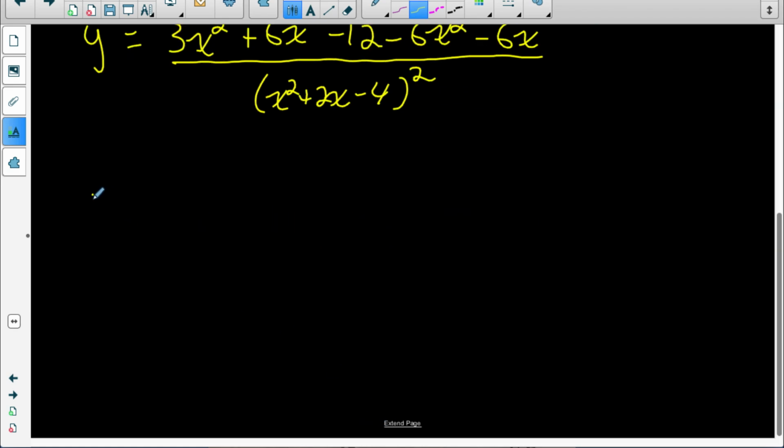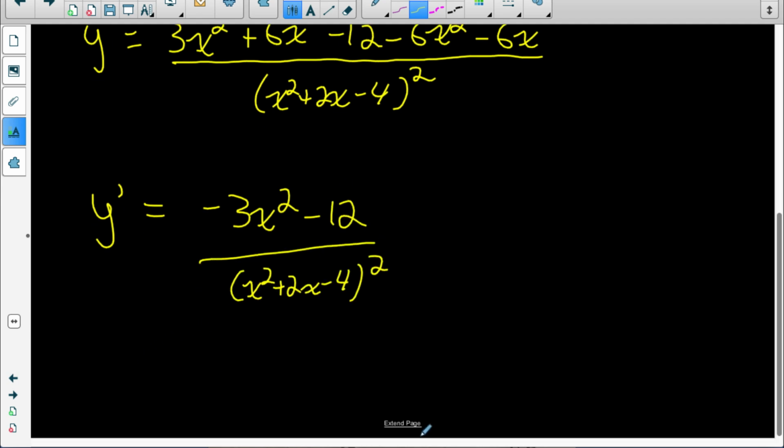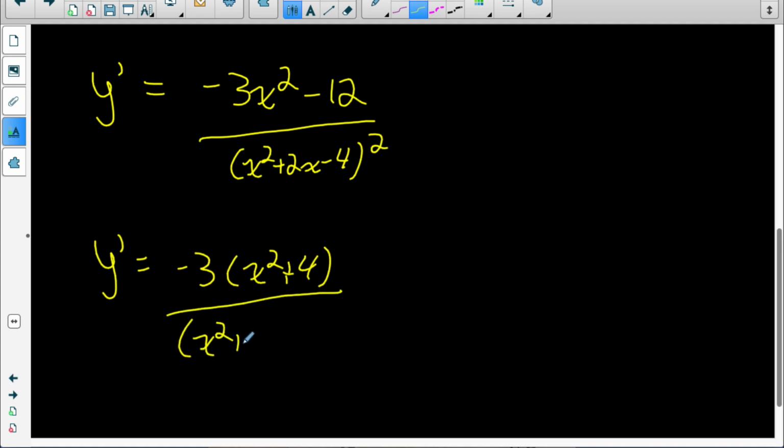And collect my like terms in the numerator. And I would have negative 3x squared, the 6x's cancel, and then minus 12. And once again, I could leave it in this format, or I could common factor out a negative 3 from the numerator and get x squared plus 4 and leave the denominator as it is.